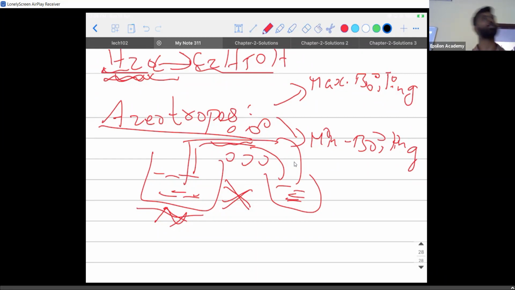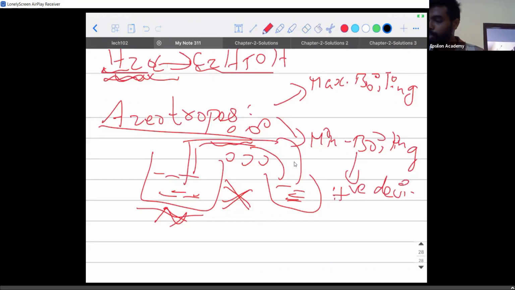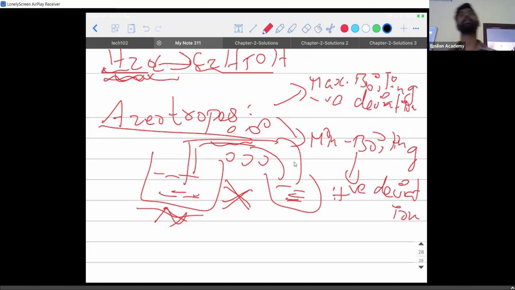It again comes from the non-ideality, right? So maybe you will be able to guess. I can tell you this: minimum boiling is the one which will show positive deviation from Raoult's law. I'll tell you how next class. You can just take it down. Whichever solution shows positive deviation from Raoult's law will be a minimum boiling azeotrope, and whichever shows negative deviation from Raoult's law will be a maximum boiling azeotrope. So we'll see how this is happening next class.